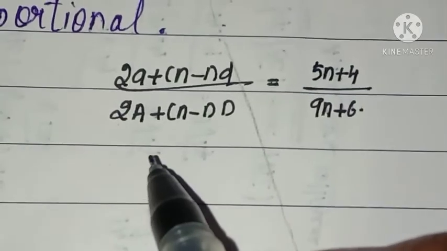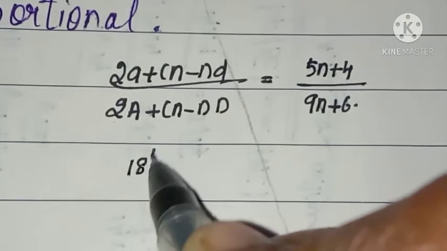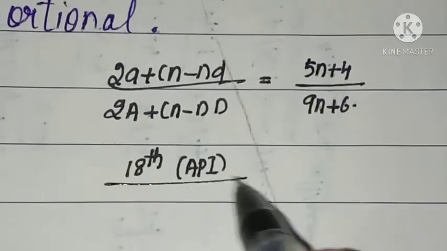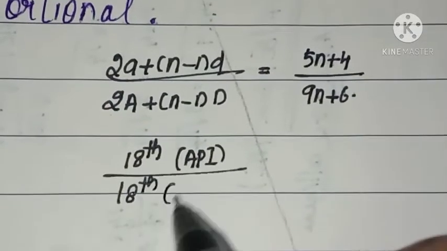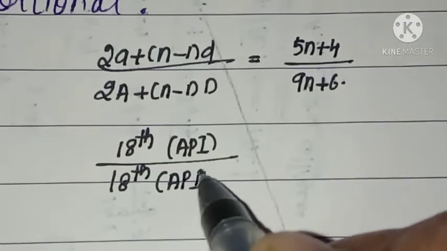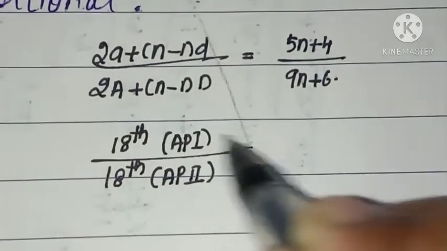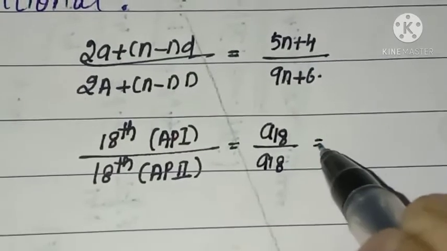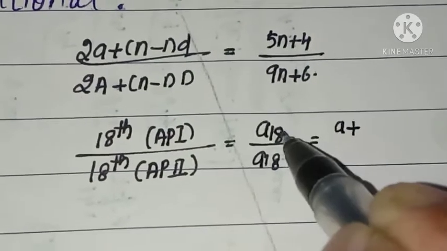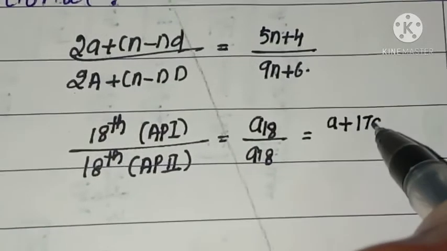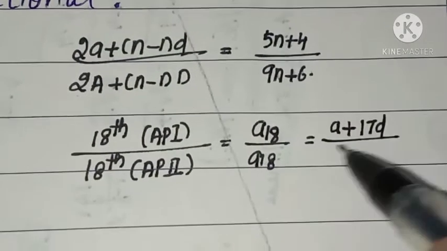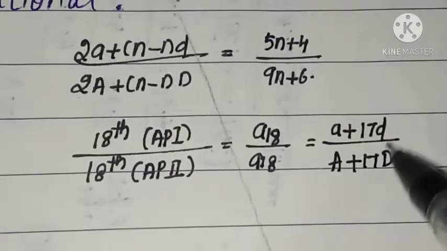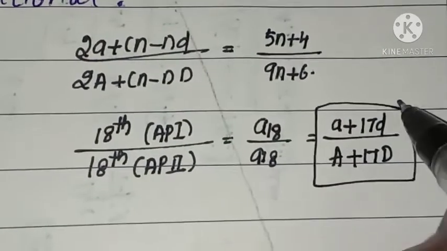Now we need to find the ratio of the 18th term of the first AP and the 18th term of the second AP. So this we need to find. 18th term means A18. What is the first term? Capital A. The 18th term can be written as A plus 17D. For the second AP, this can be written as A plus 17D. This we need to find.